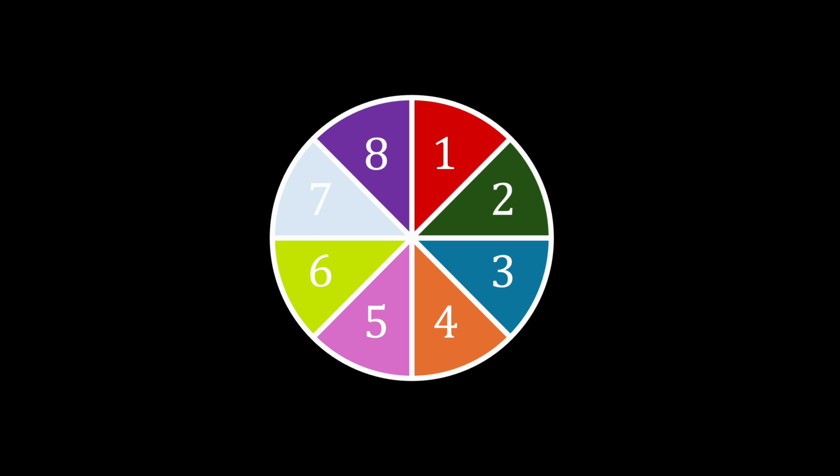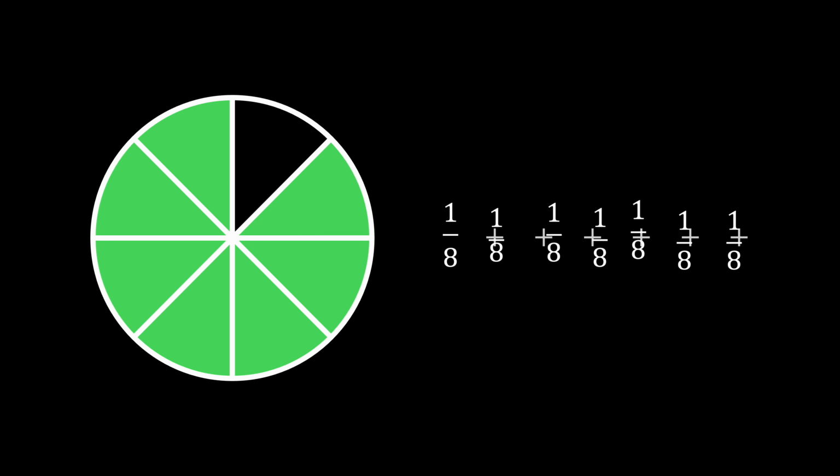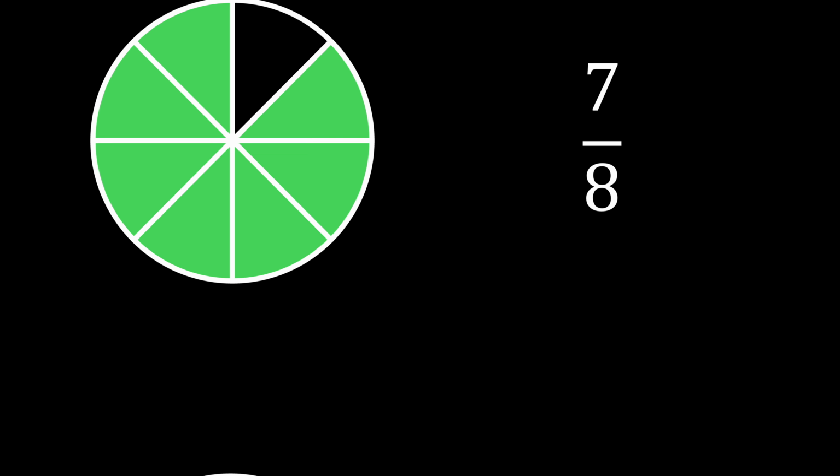Imagine we're playing a game with an 8-sided spinner. This time, we want to land on any number from 2 up to 8. Now, many students would start adding up all the individual probabilities. That works, but it's slow. Here's the faster way to see it.